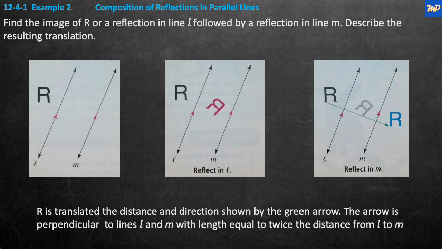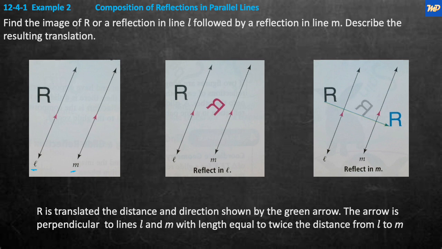So here it says describe the resulting translation. Here we're going to see these two reflections are going to be a translation. So you see in the beginning here, the parallel lines are L and M, right here. Lines L and M are parallel, and there's an angle to them. So you're going to see a downward shift happen. If you look at the last picture, you see the downward shift.